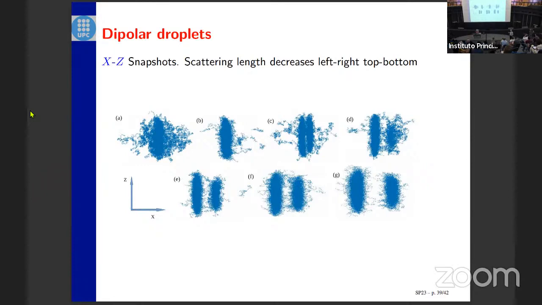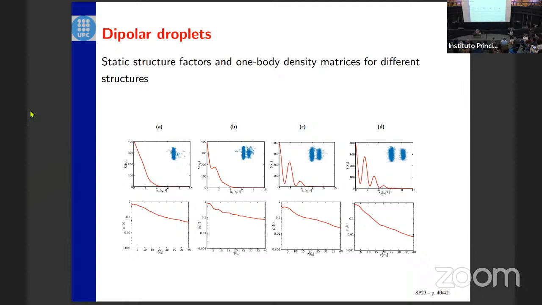What's nice in our case is that we can calculate both the static structure factor and the one-body density matrix. In this case, which is clearer, I have one peak, which corresponds to the formation of two drops, and I see a plateau in the one-body density matrix, which means that the system is supersolid. But in that case you are right, I need to put in the short range part, otherwise it collapses.